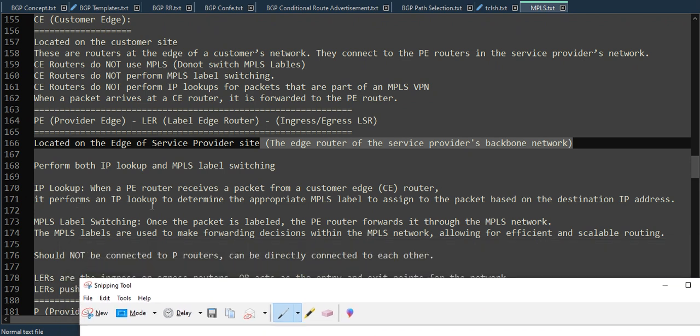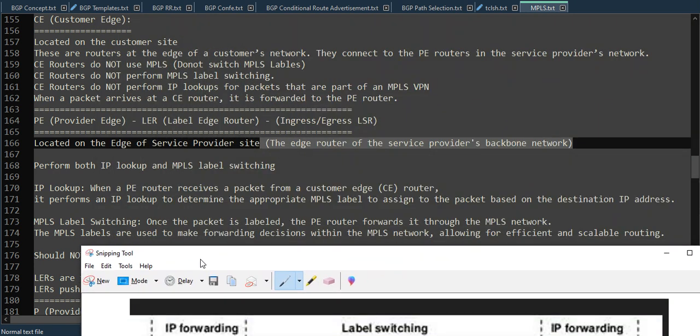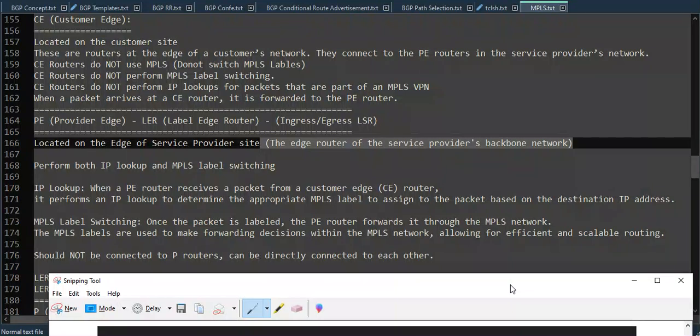It performs both IP lookups and MPLS label switching. IP lookup: when a PE router receives a packet from a customer edge router, it performs an IP lookup to determine the appropriate MPLS label to assign to the packet based on the destination IP address. This is how IP lookup works.